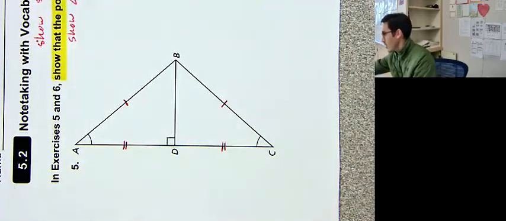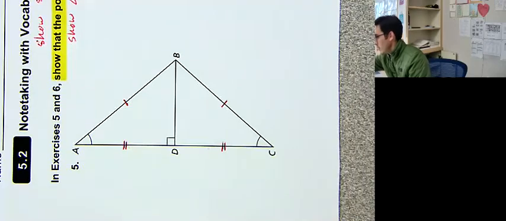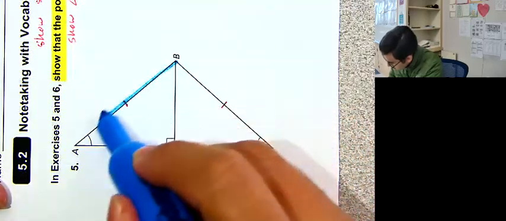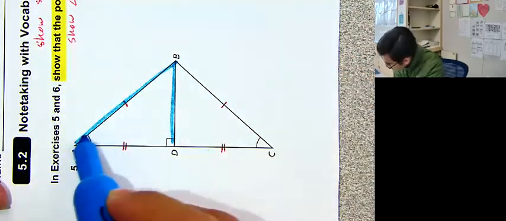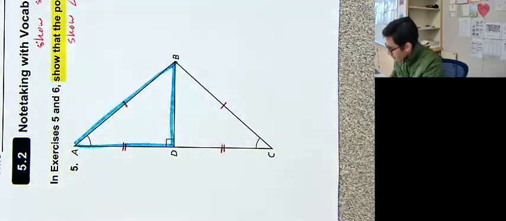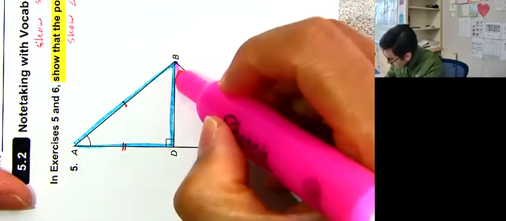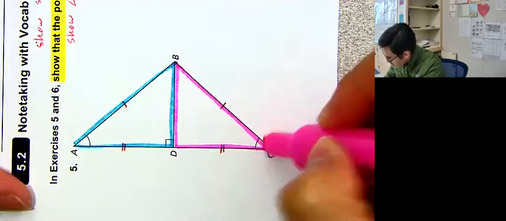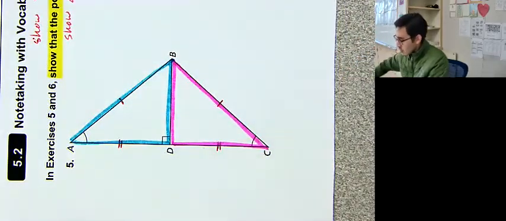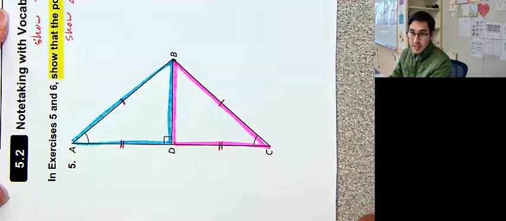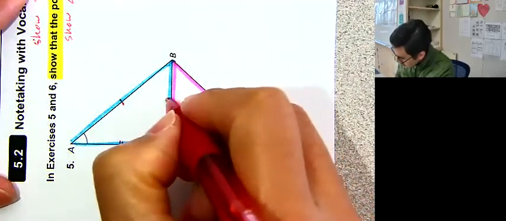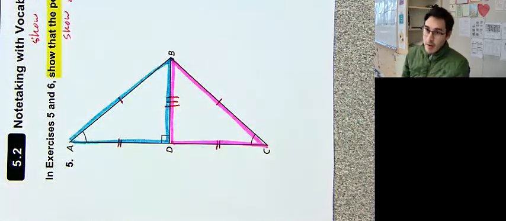Maybe I should color these triangles. Let's color them blue and pink. So for the blue triangle, it has BD as its third side. But our pink triangle also has the segment BD as its third side. They share the same segment as their third side. So because it's the same segment, that automatically makes it congruent, or the same length.